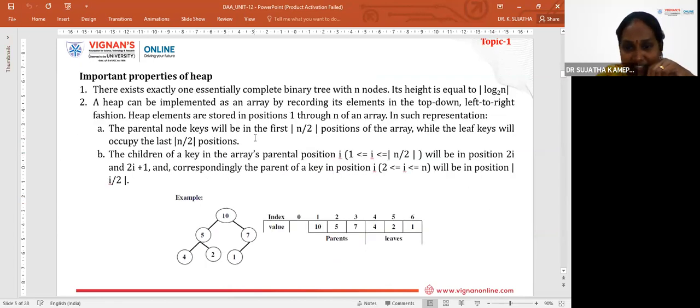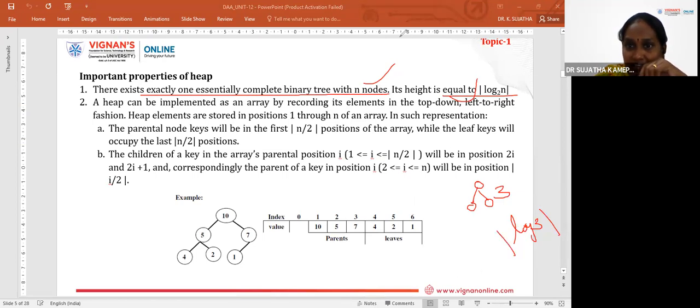Now, important properties of heap. What are the very many important properties of heap? There exists exactly one essentially complete binary tree with n nodes, whose height is log n. Suppose there exists a complete binary tree with 3 nodes, then its height is definitely to be represented as log 3, right?